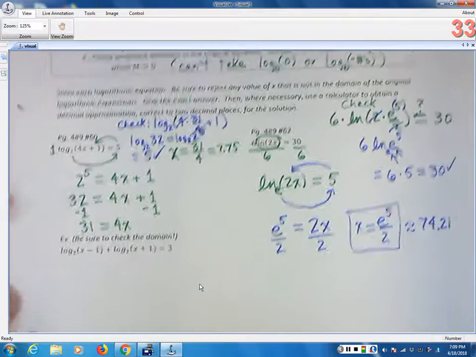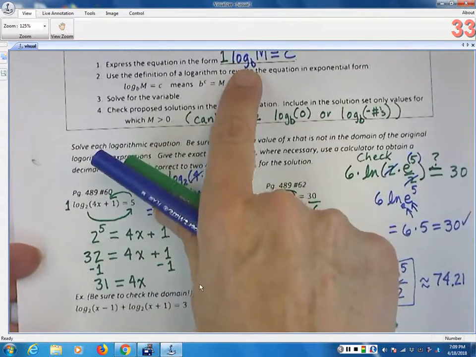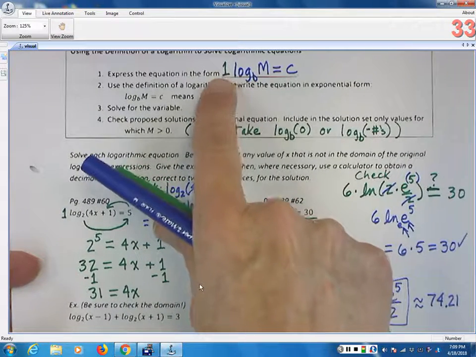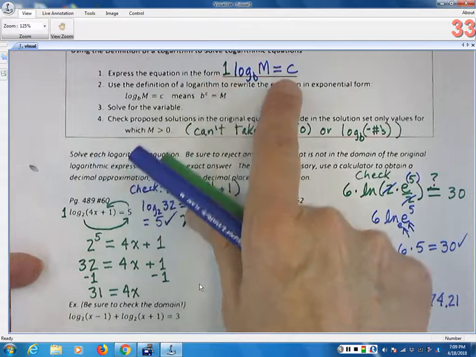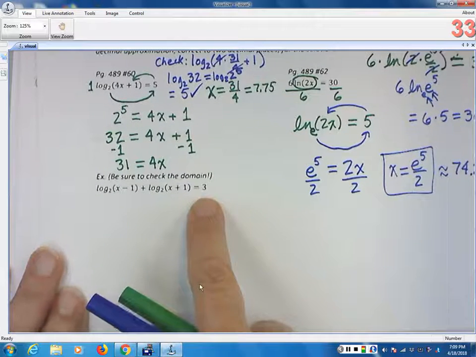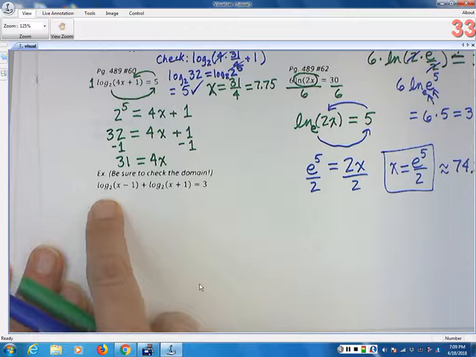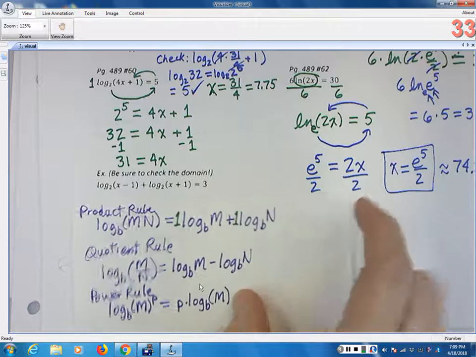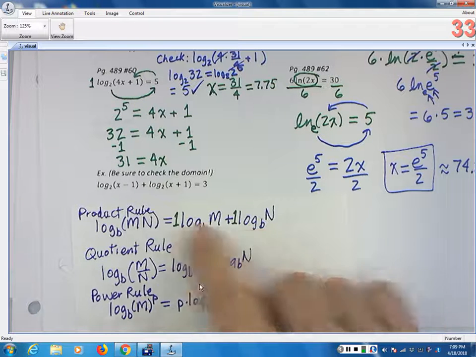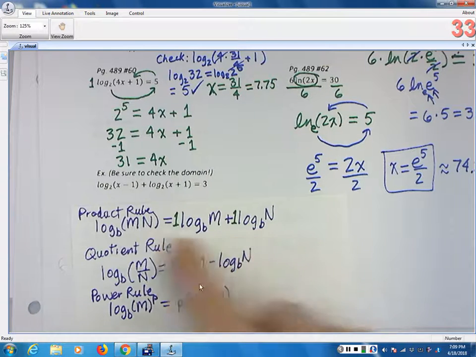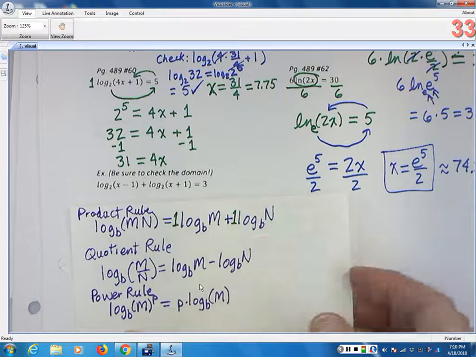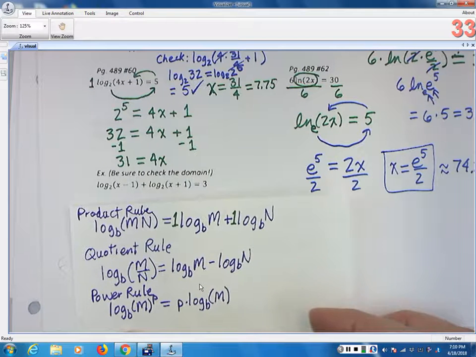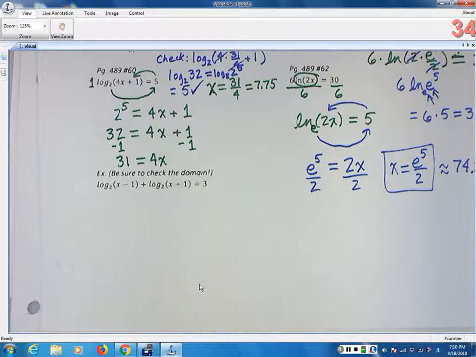The last example is that we need a single log with a coefficient of 1 in front equals a constant. We have a constant on the right, but we need a single log, so we need to condense. So we're going to condense using the product rule. It's a plus sign. The bases are the same. You can only condense if the bases are the same. But I don't do tricky things like give you different bases.